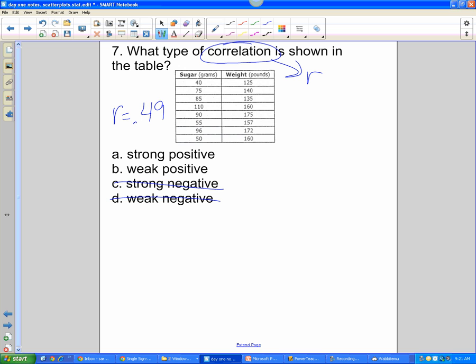Is that less than 50 cents or more than 50 cents? Less, so we're going to call that weak. We're going to call that weak, less than 50 cents. Okay.